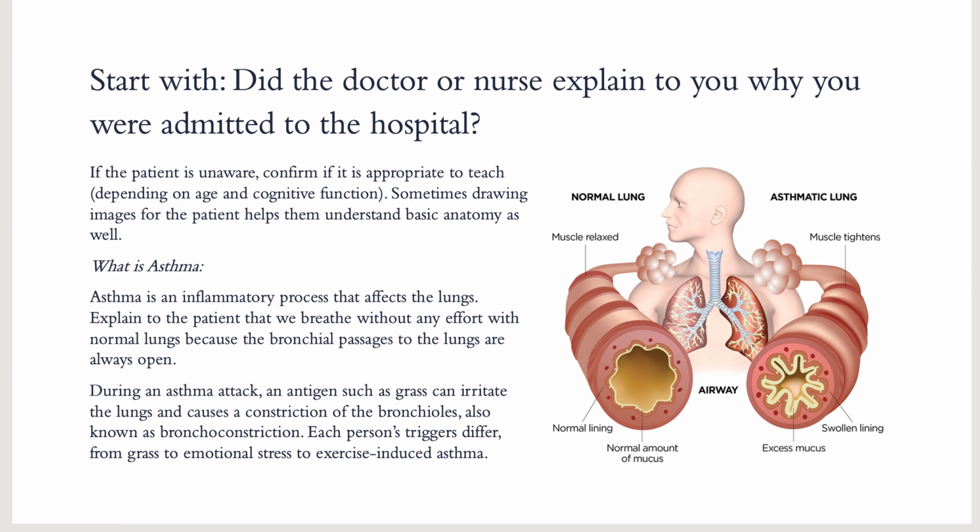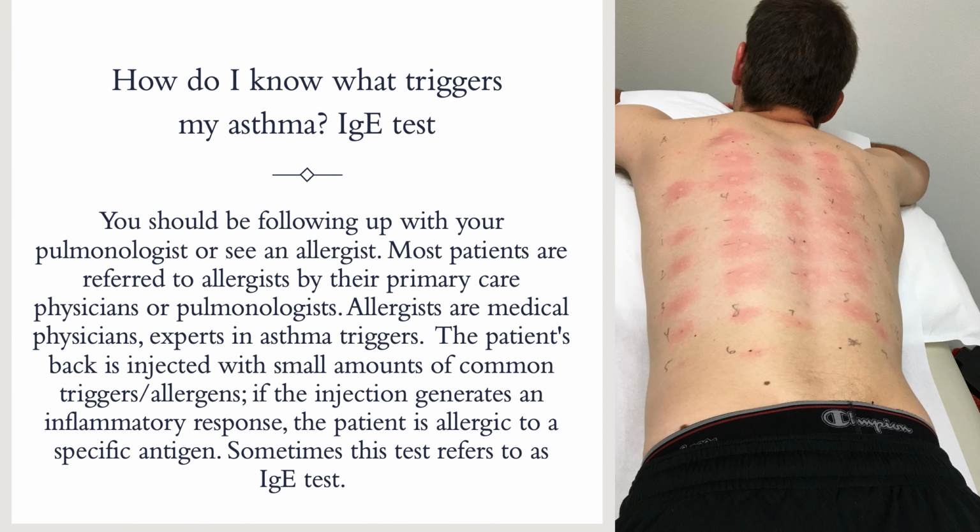And they might ask you, well, I don't know the medication, right? But before we get into medications, we can talk about what is a trigger, because the topic of trigger, they don't fully understand. If you mention grass, they say, no, nothing happens to me in grass. But there's something called the IgE test. How do we know what triggers my asthma is the question we're going to answer today. So you should be following up with your pulmonologist or see an allergist.